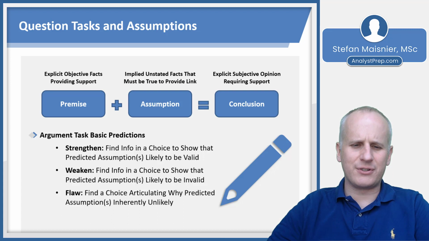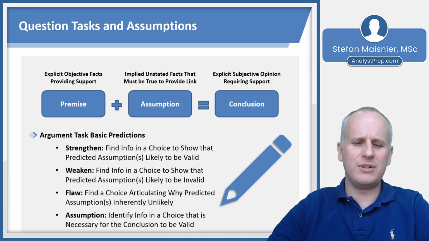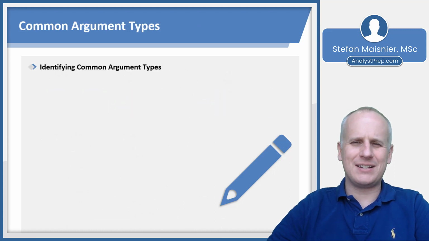For a flaw, you're looking for something that articulates why a predicted assumption is inherently unlikely. So you're like, this doesn't seem valid to start with. And for an assumption, you need to find information in a choice that is absolutely necessary to lead logically to your conclusion. So let's just categorize our common argument types.